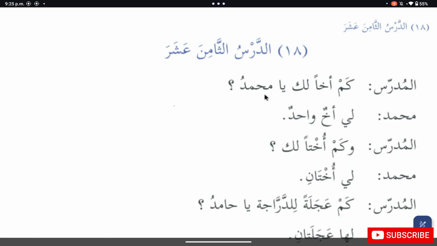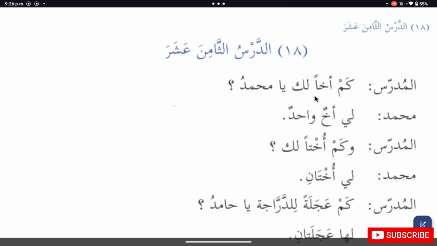Now, when you want to ask a question about how many of something there is, you say kam, and then the noun after it will be a masculine singular or a feminine singular, if there's no alif lam. Even though the meaning is plural. So kam akhan means how many brothers, and it'll also be in the mansub state, the accusative state. So it will have a fatha, either double fatha or single fatha.